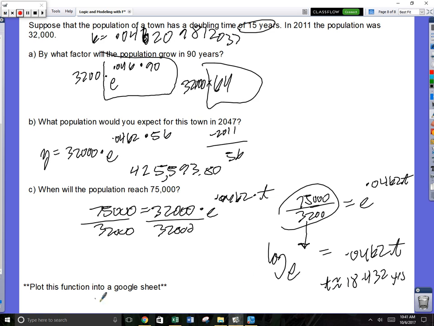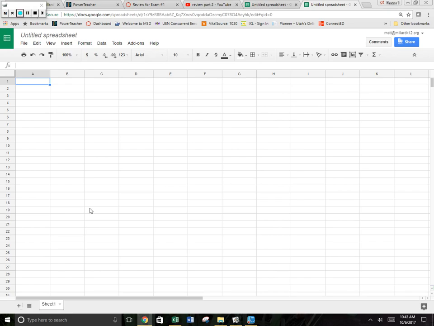Okay, now to put this one into a Google Sheet, let me get it ready. Alright, so let's do this. Column A will be measuring by years. Column B will be population. So I'm just going to start at year 0 now. Year 0 though, you've got to remember that's 2011.